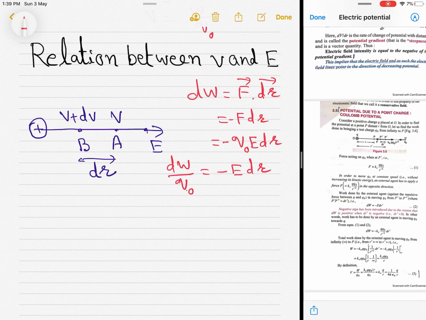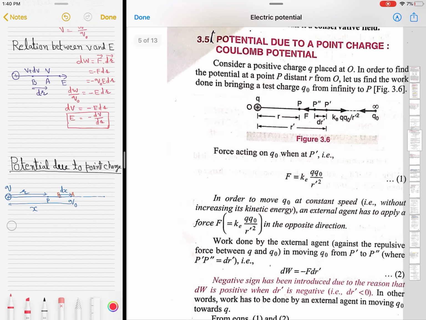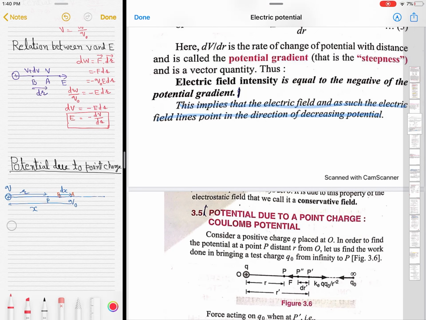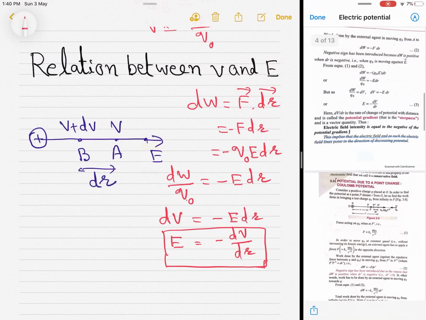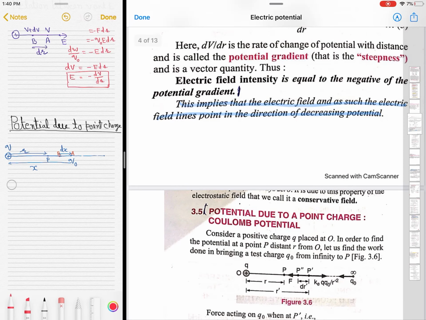So dW by Q naught is potential difference dV. So E will be equal to minus dV by dr. This is an important relation, that electric field is the negative of potential gradient. And this implies that electric potential decreases in direction of electric field.